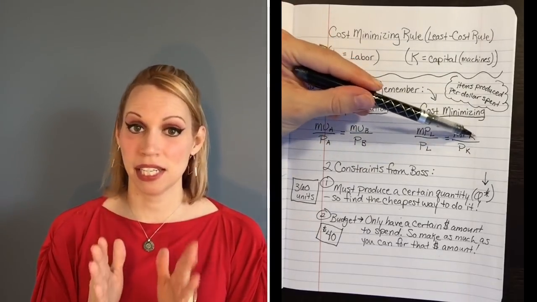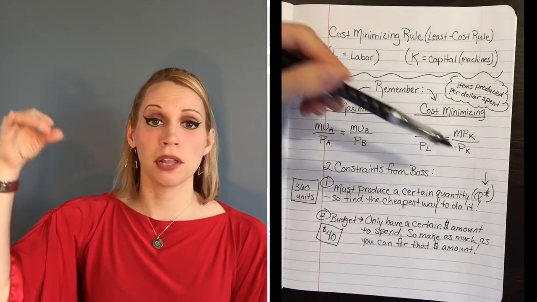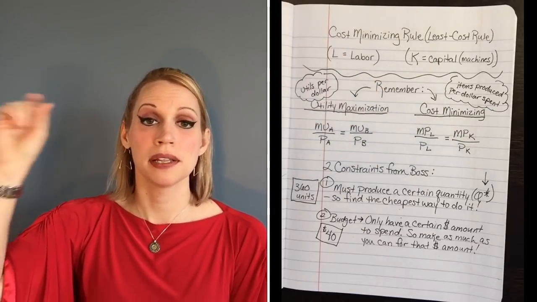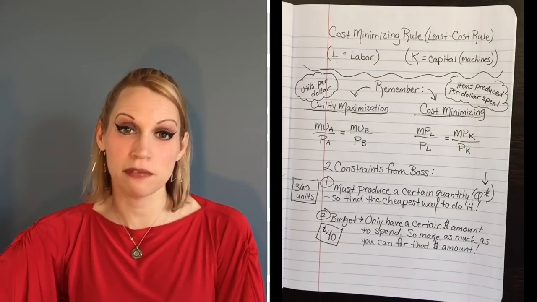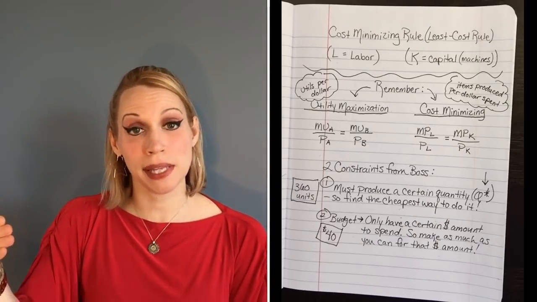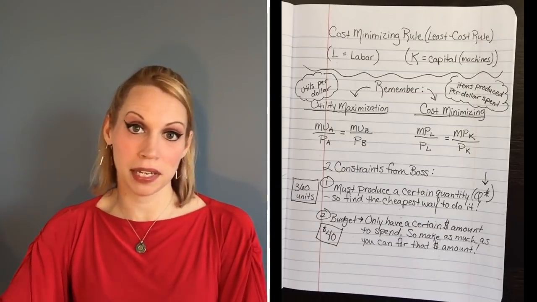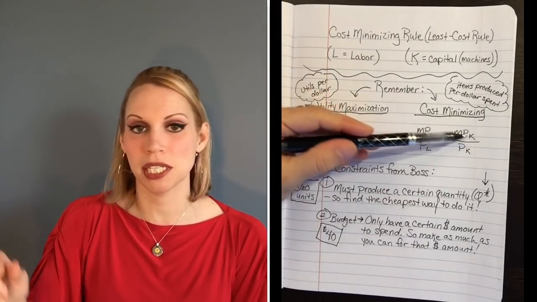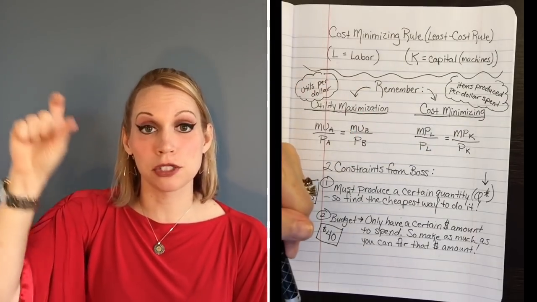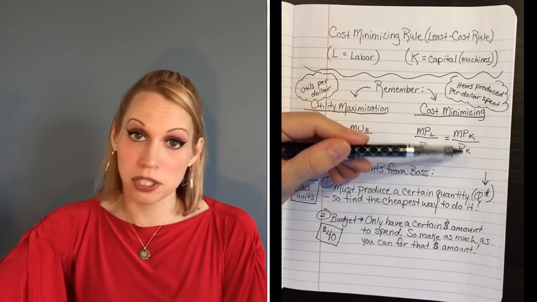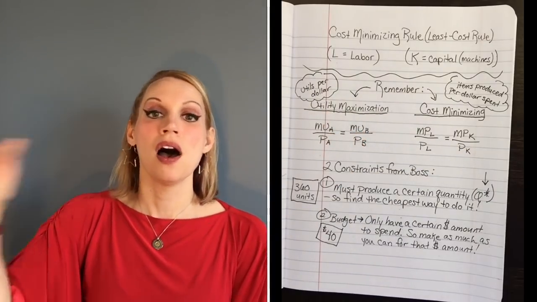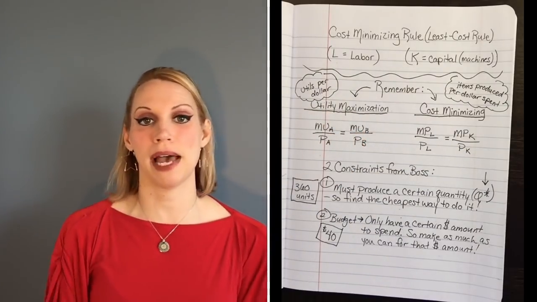And we need that to equal the extra stuff that we get from another unit of capital, another machine. That's going to be your MP, and we're using K for capital, over the price that we're paying for that capital, which would be like the rent that we have for that machine. So that would be the MP, the marginal productivity that we get from that machine, MPK for capital, over PK, the price of that capital.